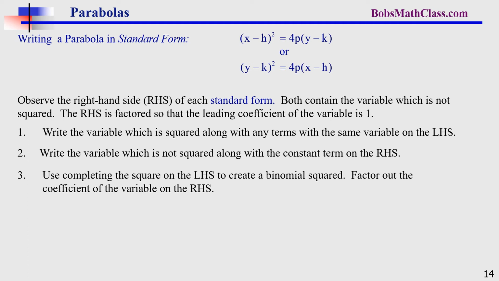And then number 3, we're going to use completing the square on the left-hand side to create a binomial squared. And then we're going to factor out the coefficient of the variable on the right-hand side. And don't forget, when you complete the square, whatever number you add on the left side, you have to add the same number to the right side. Okay, it seems like a lot. Main thing is get the squared terms on one side, and the variable that's not squared, put it on the right side.